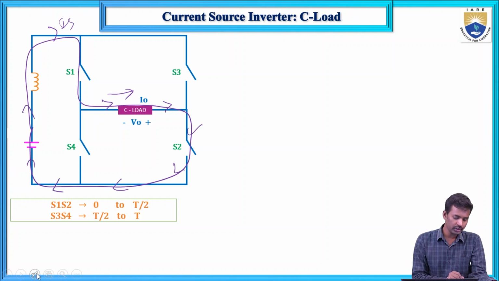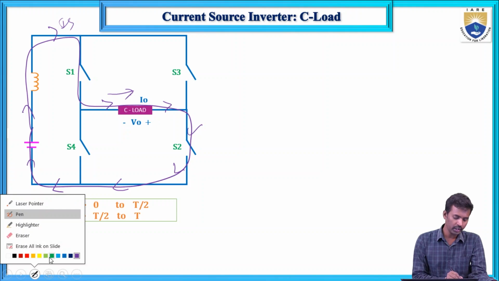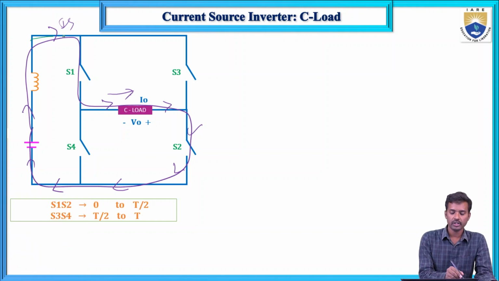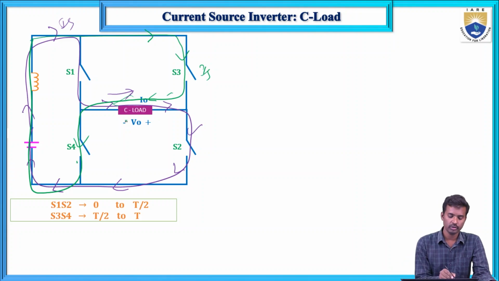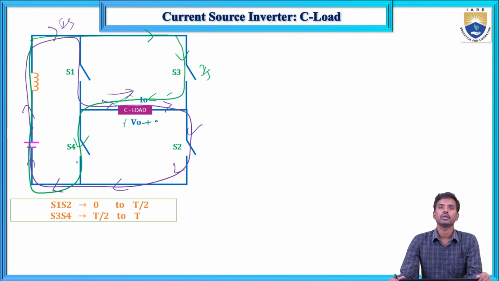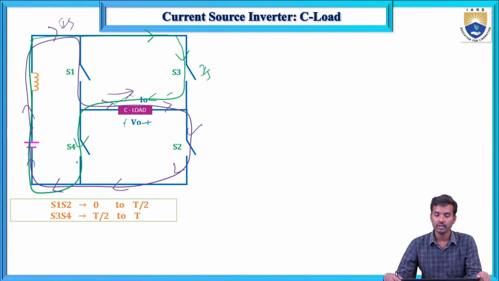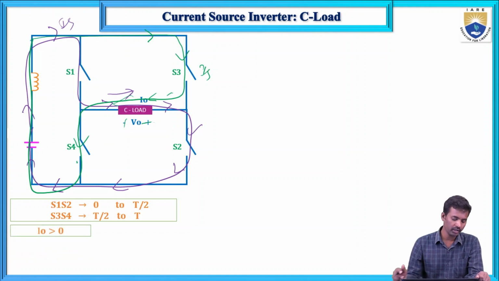And next, if you change the color over here, now this is T by 2 to T. Same operation as in the R load. Here the current direction, this IS direction, is opposite to the I0 direction. So this is plus and this is minus. And now from 0 to T by 2, I0 is positive, I0 equals IS. And now here V0 equals I0 R.